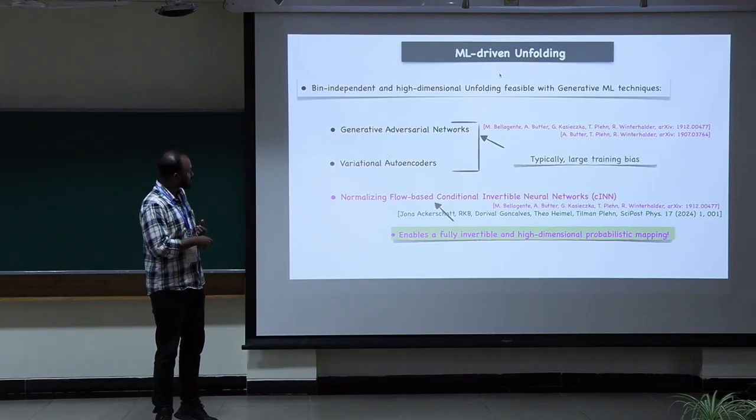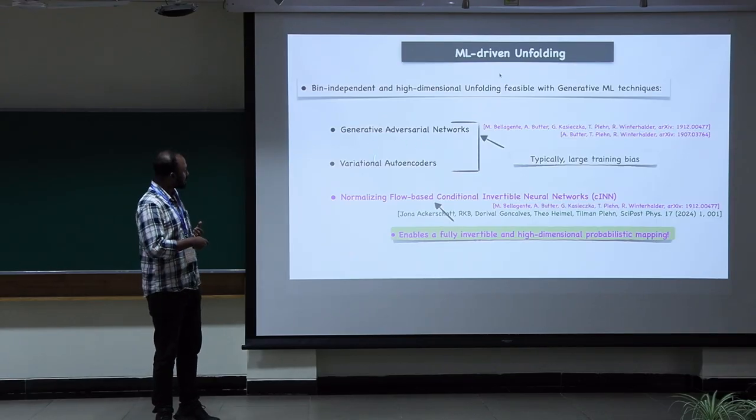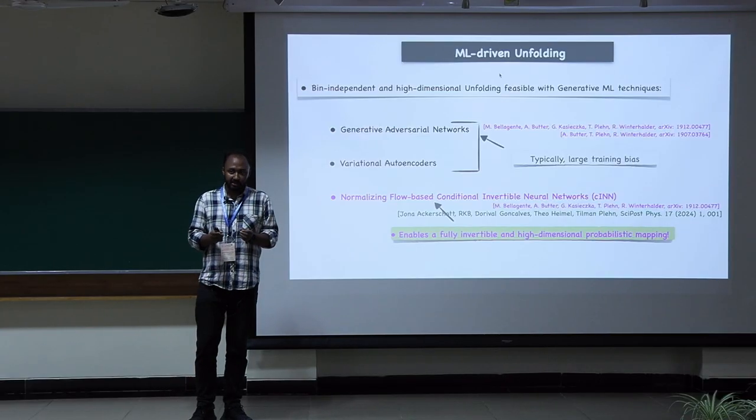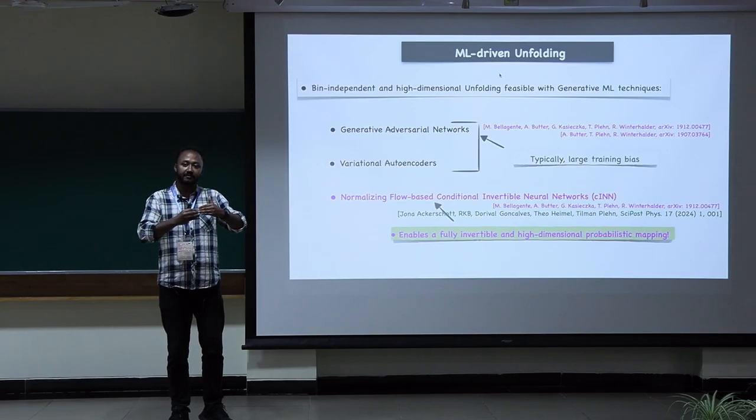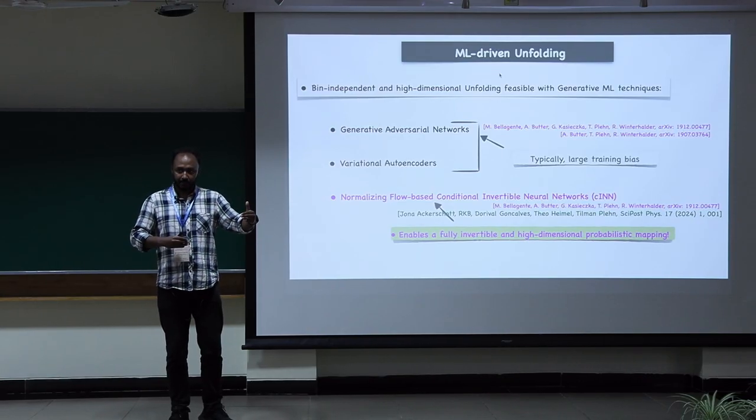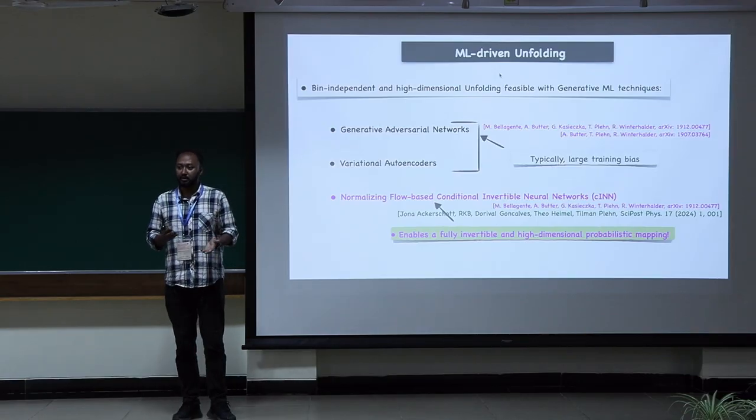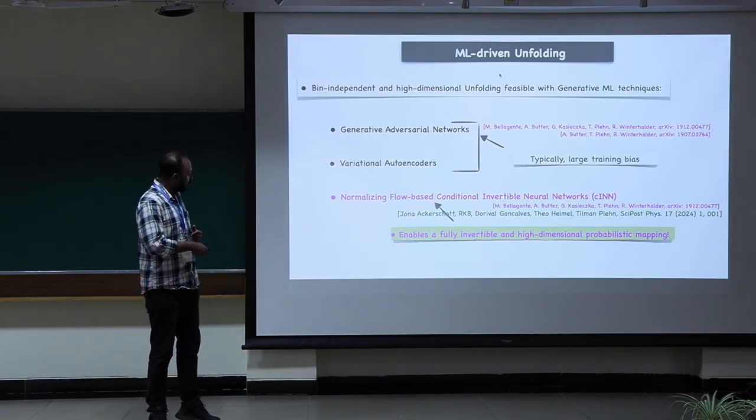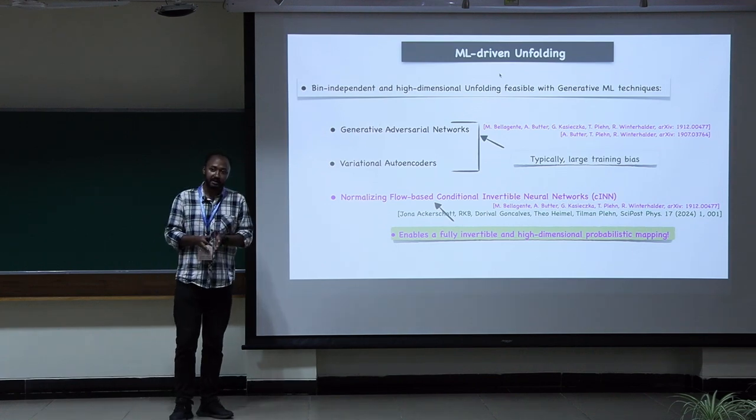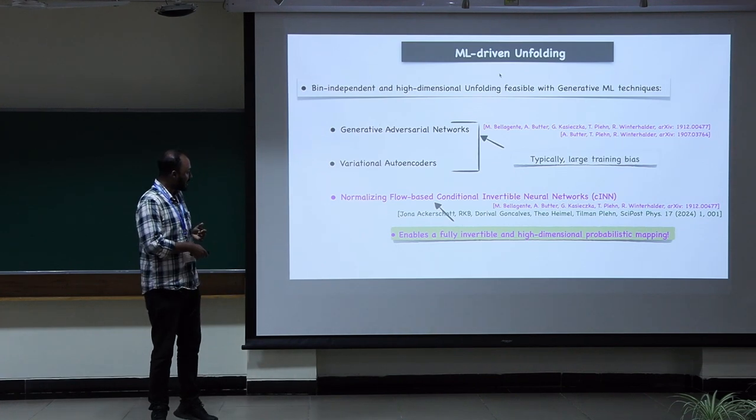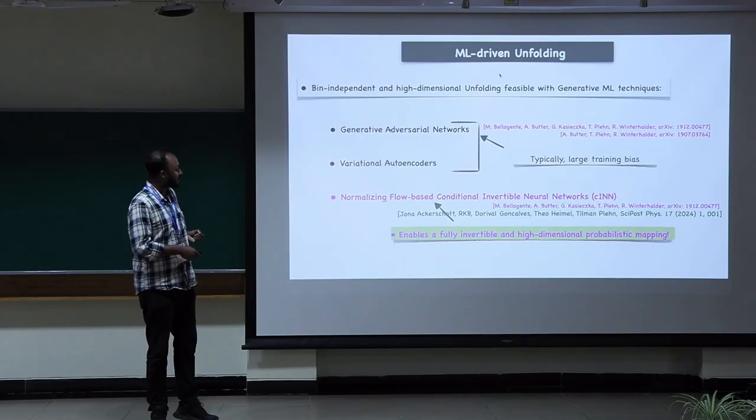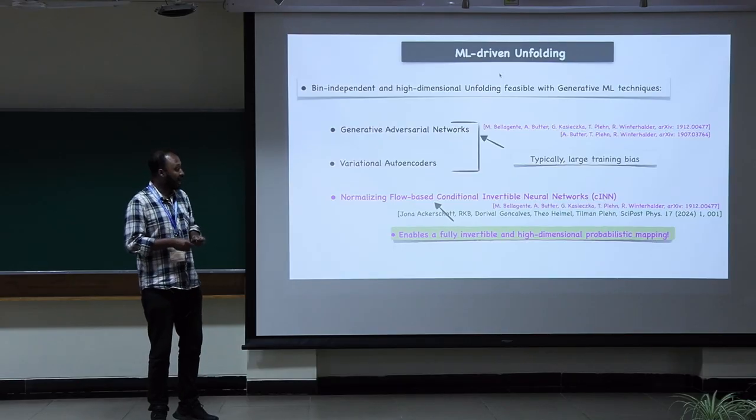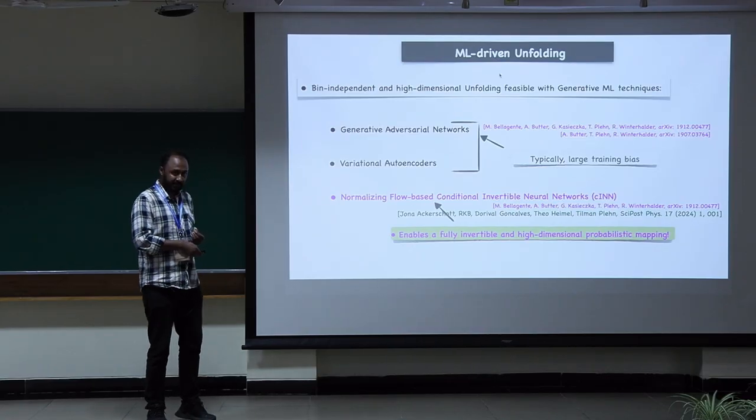Two such generative ML techniques have been explored previously, but they displayed a large training bias. In other words, the performance of these networks drops whenever there is a statistical difference between the training dataset and the test dataset, which is not ideal when we are trying to perform an inclusive analysis. Alternatively, normalizing flow-based invertible neural networks have shown tremendous potential, and these enable a fully invertible and high-dimensional probabilistic mapping, as we'll see in the next few slides. These also avoid the limitations present in the previous two methods. So we develop a new unfolding model using this technique.